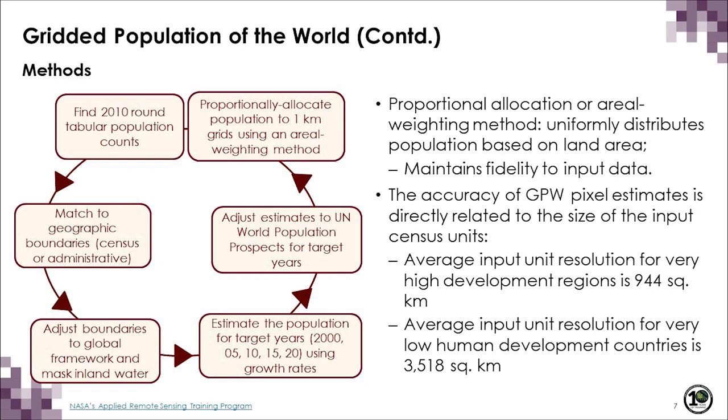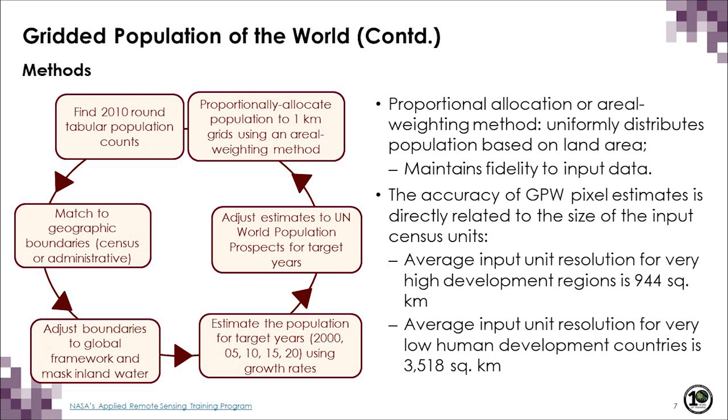There are several steps to develop GPW4. The first steps are to find tabular population counts for the 2010 census round for all the countries in the world. Then match the tabular counts to geographic boundaries, either census or administrative boundaries, and adjust the boundaries to a global framework and mask inland water. We then estimate the population for the target years from 2000 to 2020 in 5-year intervals, and adjust them to the UN World Population Prospects for the target year. Finally, we proportionally allocate population to 1 kilometer grid using an areal weighting method.